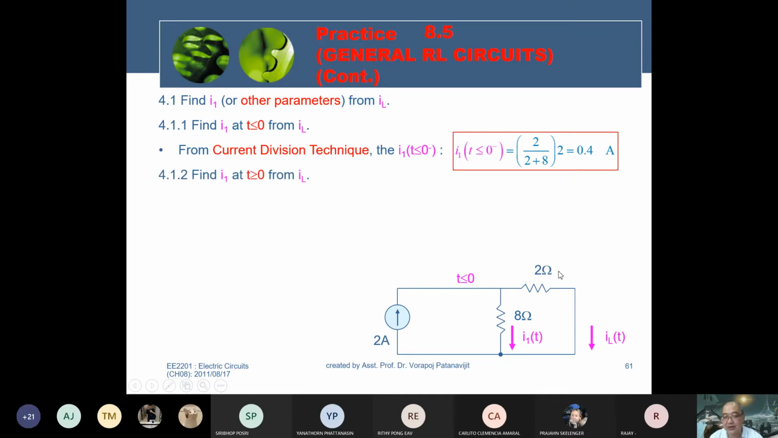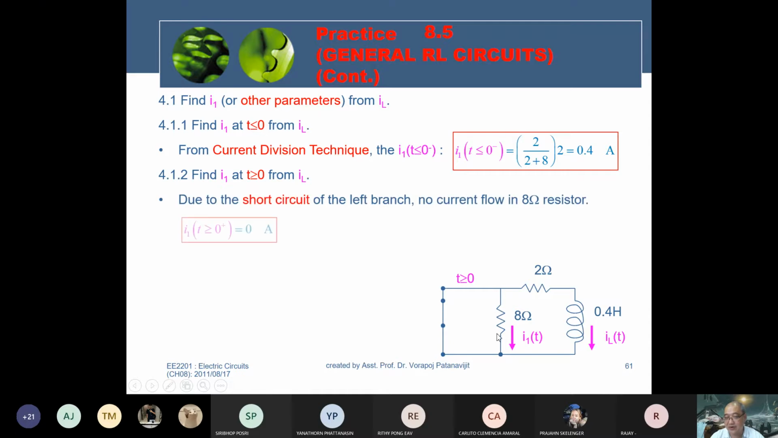Now, for time greater than 0, it's different. For time greater than 0, you must derive them from IL instead. I1 is very easy. You can see that after the switch is closed here, no current flows in I1, right? Due to the short circuit of the branch, no current flows in the resistor. All current will flow in this part immediately. Therefore, I1 will be equal to 0 immediately for that step.